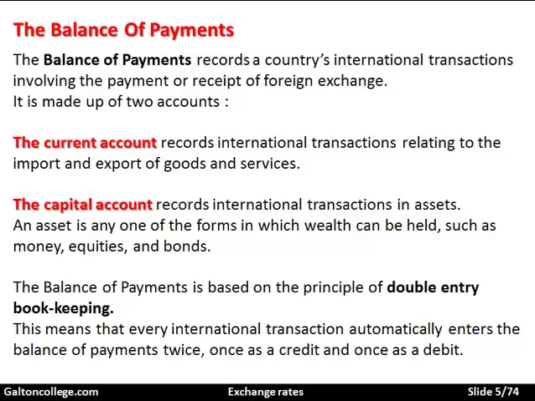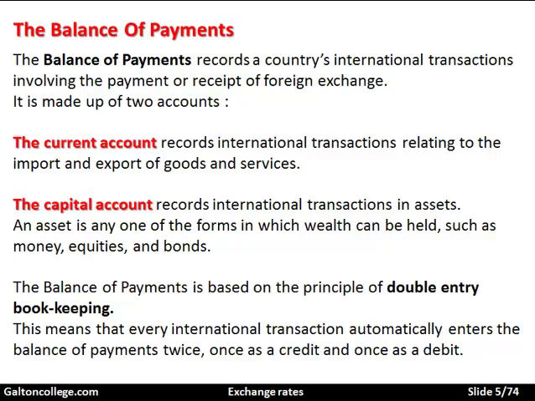The balance of payments is based on the principle of double entry bookkeeping. Now, double entry bookkeeping means that every credit has a debit, so that every time there's an entry in one of the accounts, there's a corresponding entry in another account, such that the two cancel out. So every debit has a credit. That's what the accountants tend to say, apparently.